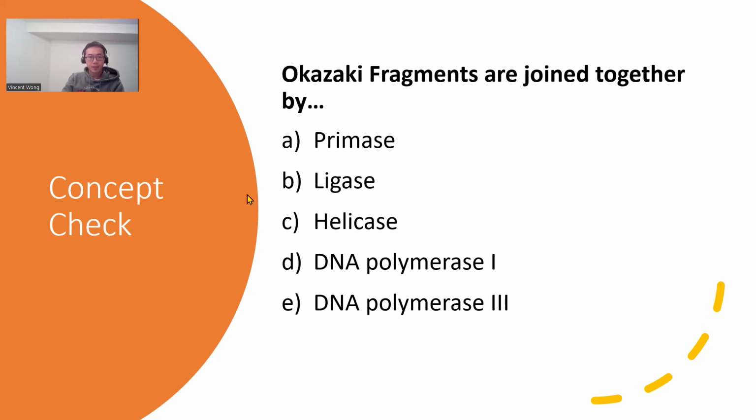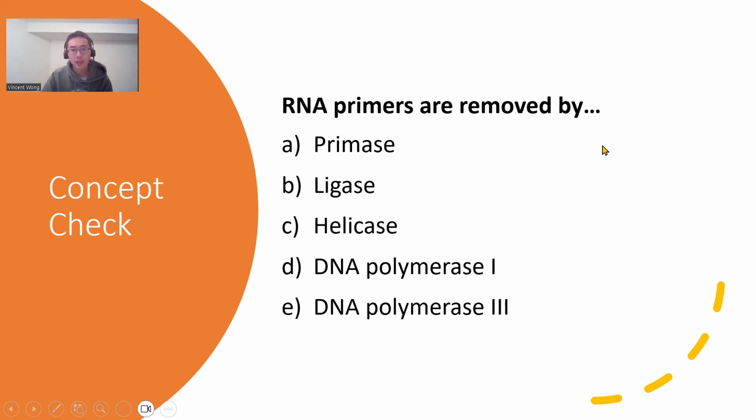Okay, the correct answer is ligase. Okay, ligase, to ligate is to glue things together, is to join things together. So ligase connects the Okazaki fragments. RNA primers are removed by, okay, so if you have been following, it is going to be the DNA polymerase 1. Remember, as number 3 approaches the primer, it falls off, and the number 1 gets on and replaces the primer with DNA, right?